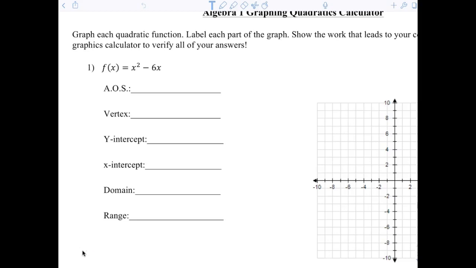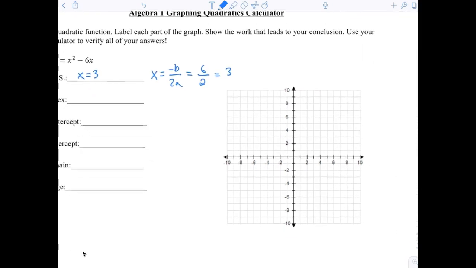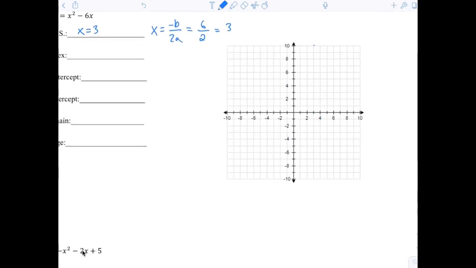Now, first thing is finding the axis of symmetry. So, x is equal to negative b over 2a. So in this case, negative b would be what? 6 over 2, which is 3. Thank you very much. Axis of symmetry is x equals 3. All right, so now if we go ahead and just graph x equals 3, label that our axis of symmetry, that would be good.